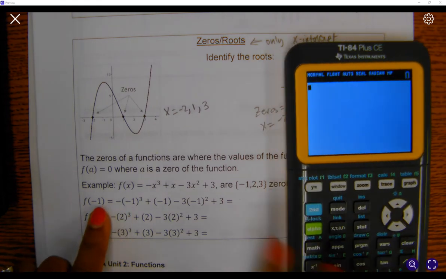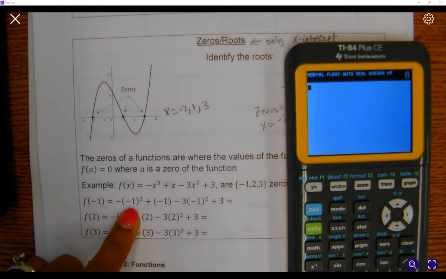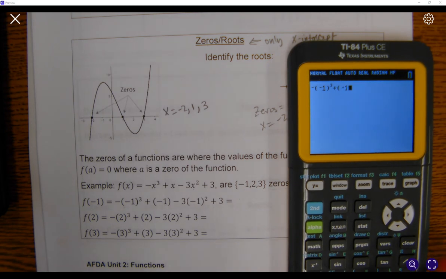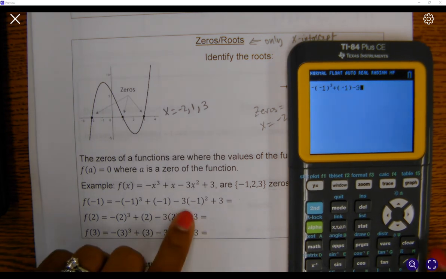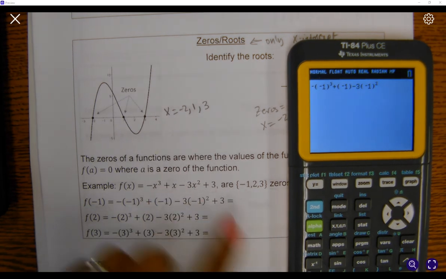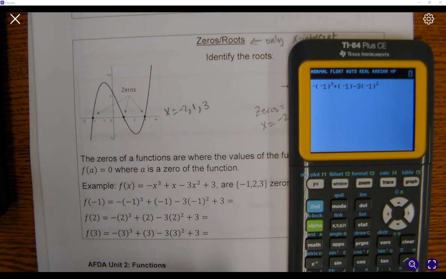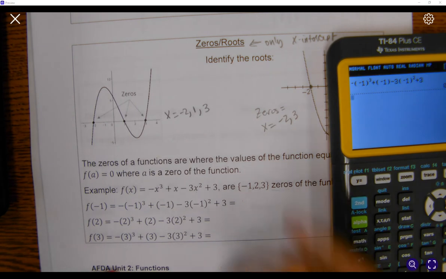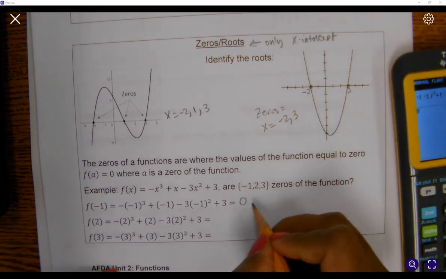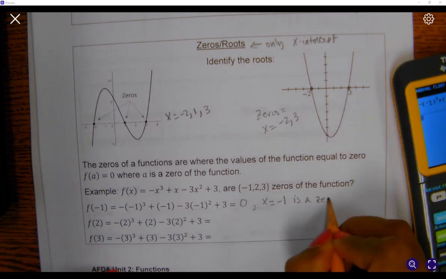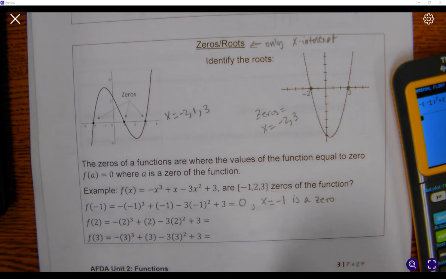So for this one, when I plug in -1 into my function here, so it's -1 cubed plus -1 minus 3 times -1 squared, so I'm just plugging -1's here, plus 3, does it give me 0? It sure does. So we can say yes. So all of this equals 0, which means that x equals -1 is a zero of a function, because when I plug it in, it gave me an output of 0.